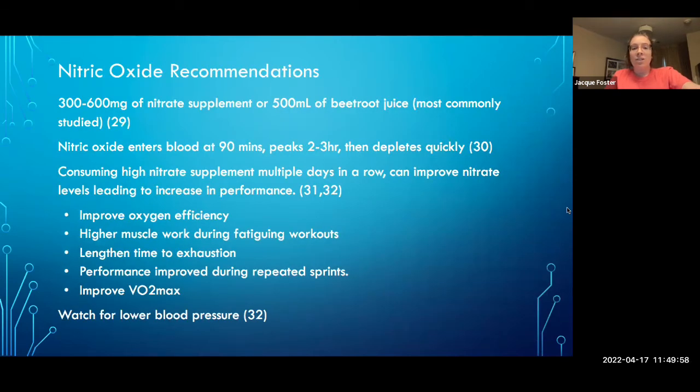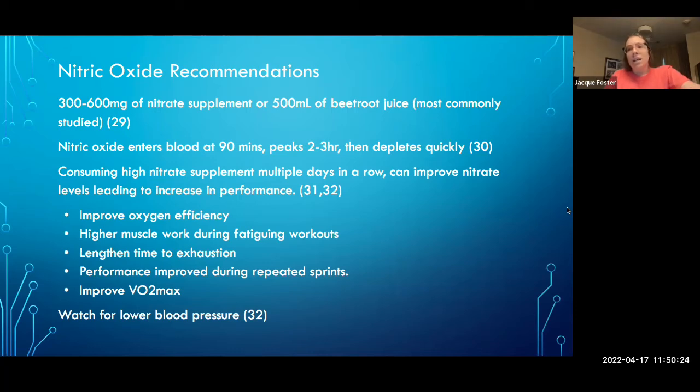Next up is nitric oxide recommendations. They recommend taking about 300 to 600 milligrams of a nitrate supplement before working out. This can look like about 500 milliliters of beet juice or about 2 to 3 beets. So if you don't want to drink it, if you want to eat it, you can.